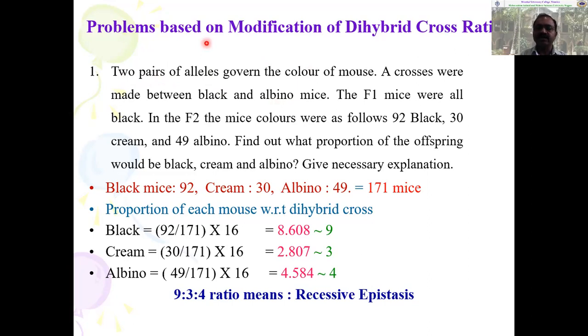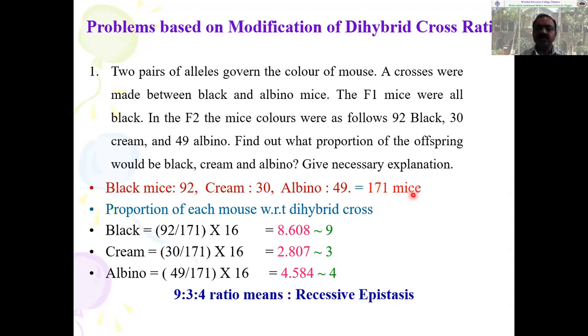Now, second thing, they have given that the original two colors were black and albino mice. Crosses were made, and after that, the F1 were crossed. The F2 were 92 black, 30 cream, and 49 albinos. So black mice were 92, cream 30, and albino 49. So in total, 171 mice were there. Okay.